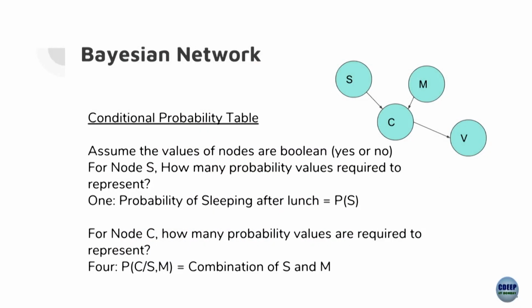Okay, what is a conditional probability table? It's very interesting here. Assume the values of each node are Boolean. Yes or no. I would have slept, yes or no. Had a meeting, yes or no, only Boolean, which means 0 or 1. I just want to make it simple here, because a dice throw would give 6 values. So Boolean. How many probability values are required to represent node yes?